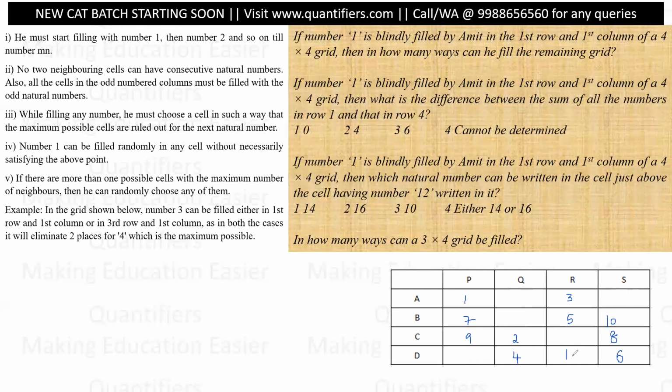So let us say I'm filling the 11 over here. Let's say I'm discussing case one. 11 is filled over here. Now 12 can come anywhere here, right? So 12 is coming anywhere here, but I will fill 12 here because it will eliminate one place for 13. Now 13 cannot come here. 13 will definitely come here. 14 and 16.